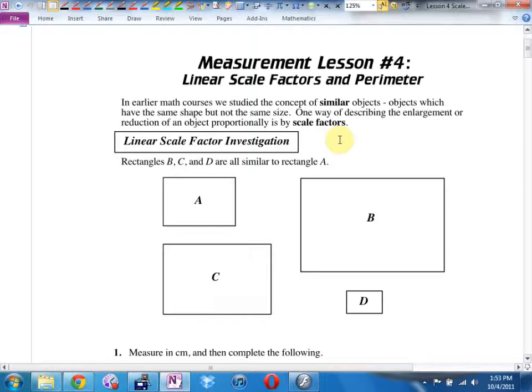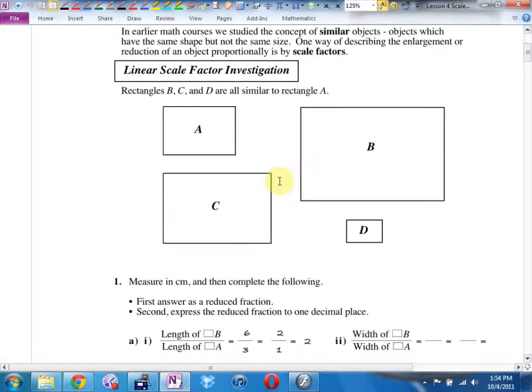What we're going to be looking at over the next few lessons is the mathematical relationship between scaling an object and what happens to its perimeter, its area, its surface area, and its volume. And today we're looking at scaling and perimeter. It says this: rectangles B, C, and D are all similar to rectangle A.